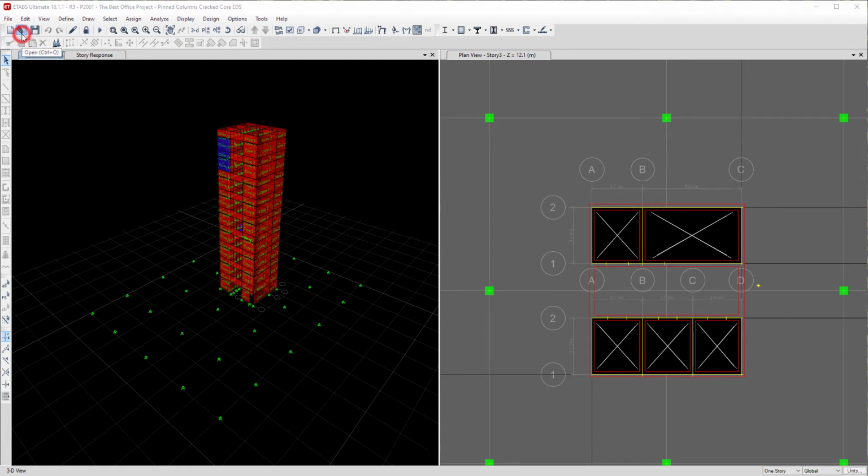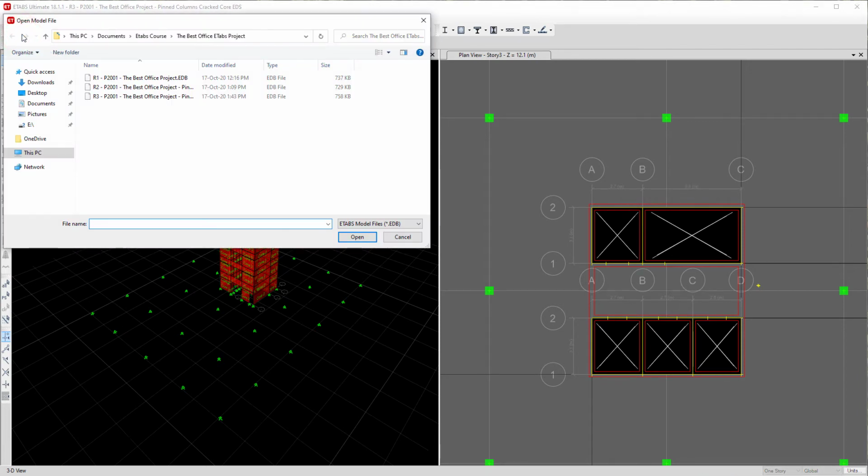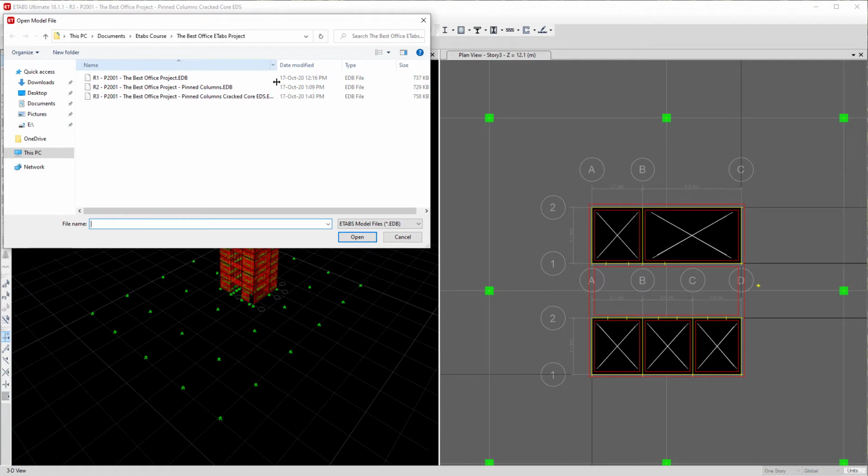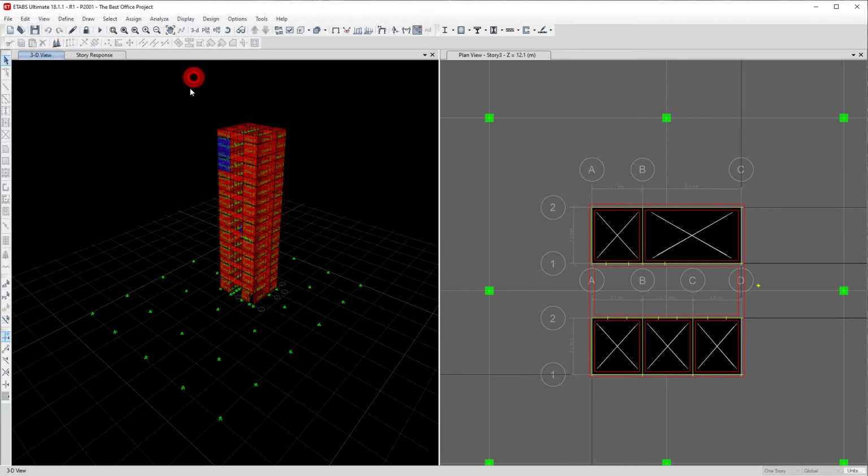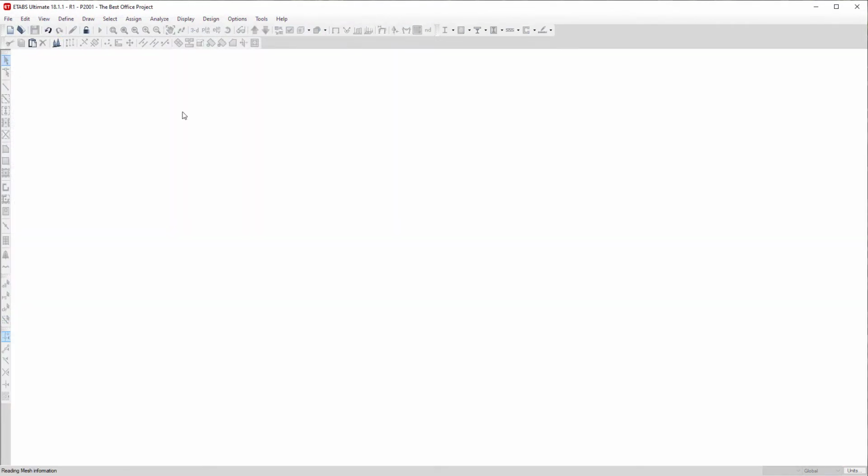Hello again. Now let's start checking the design to the dynamic earthquake instead of the static one. To do that, I'm going to switch back to an older version of the building, which is the R2 version, where I had my columns pinned. Actually, I could go to the earlier version, which is when I had my columns actually fixed.